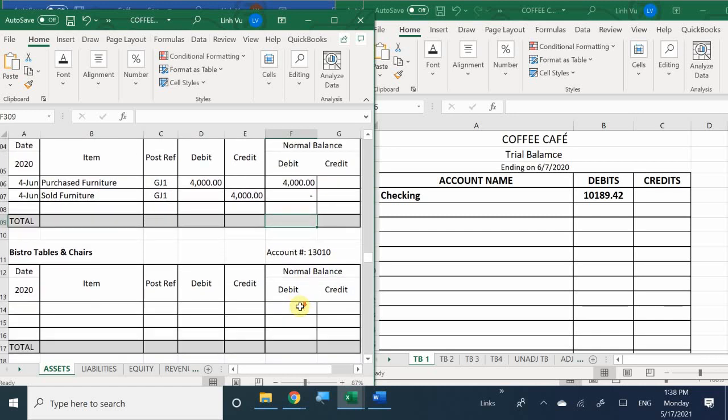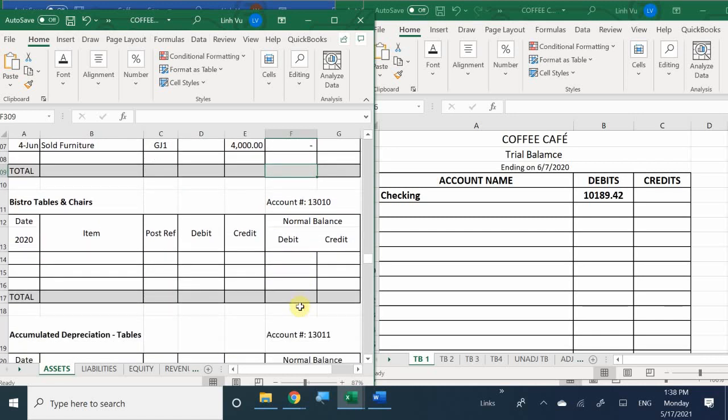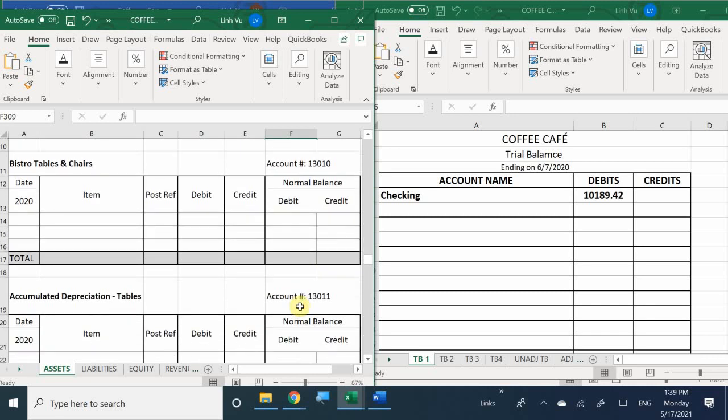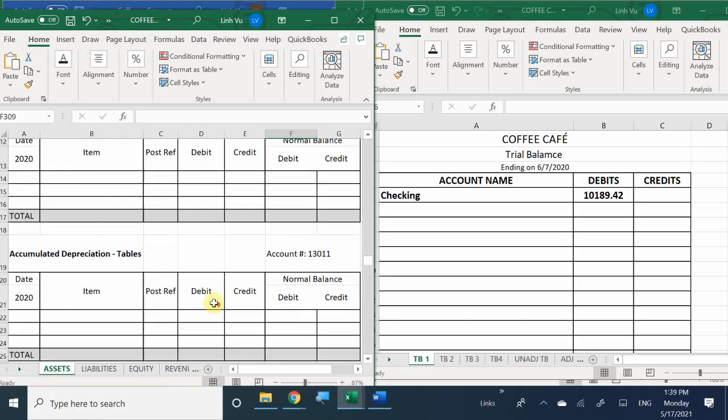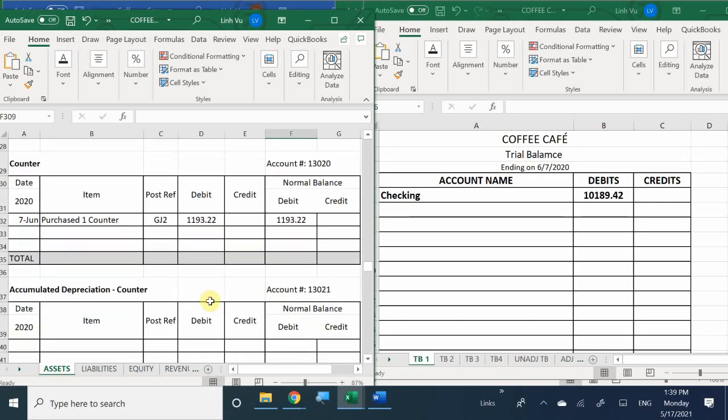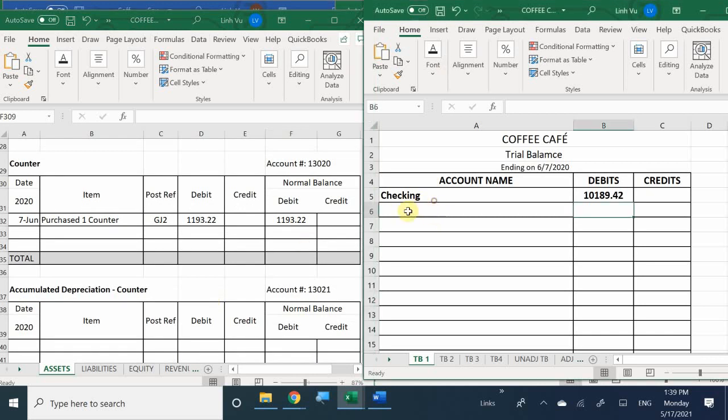However, what we have next is our bistro tables and chairs. Do we have them? Not yet. All we know is we sent an order out to them, but we haven't received it yet, so there's nothing there. But did we receive a counter? Yes, we did. So that's going to be our second account here, the counter. Exactly how you see it, what is my account balance there?